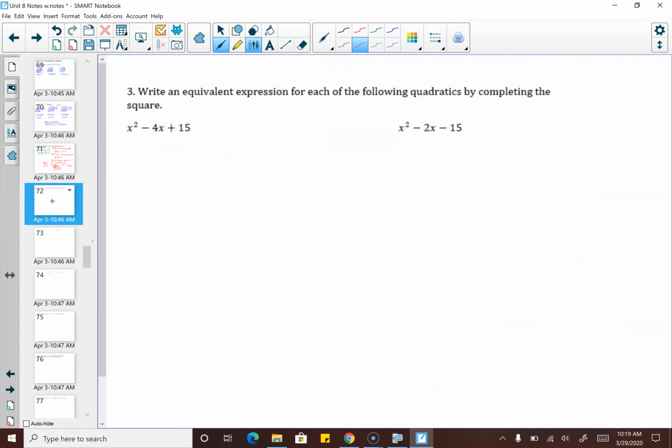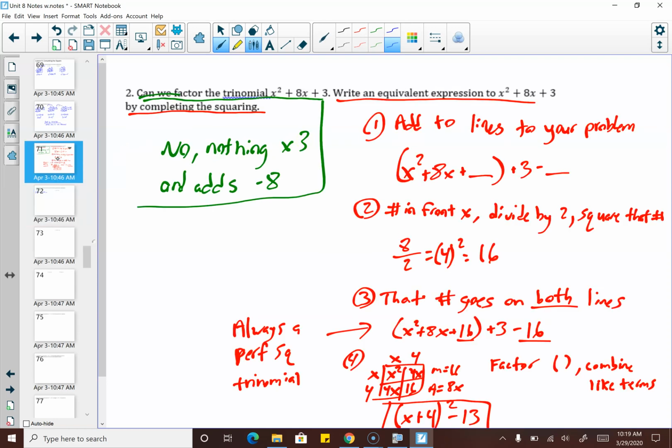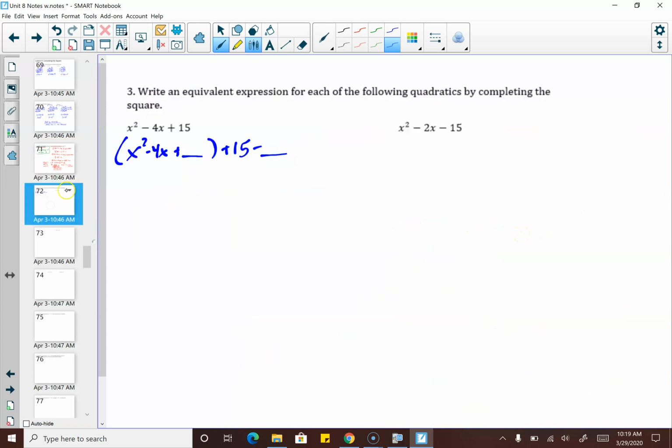So as we move on to number 3, we want to write equivalent expressions for each of the following by completing the square. Okay, so remember, our first step is to add 2 lines. So that first line is always a plus, we wrap it in parentheses. Then that 15 goes outside and it's minus a line. So that was step 1. Step 2 was to take the number in front of the x, divide it by 2, and then square it.